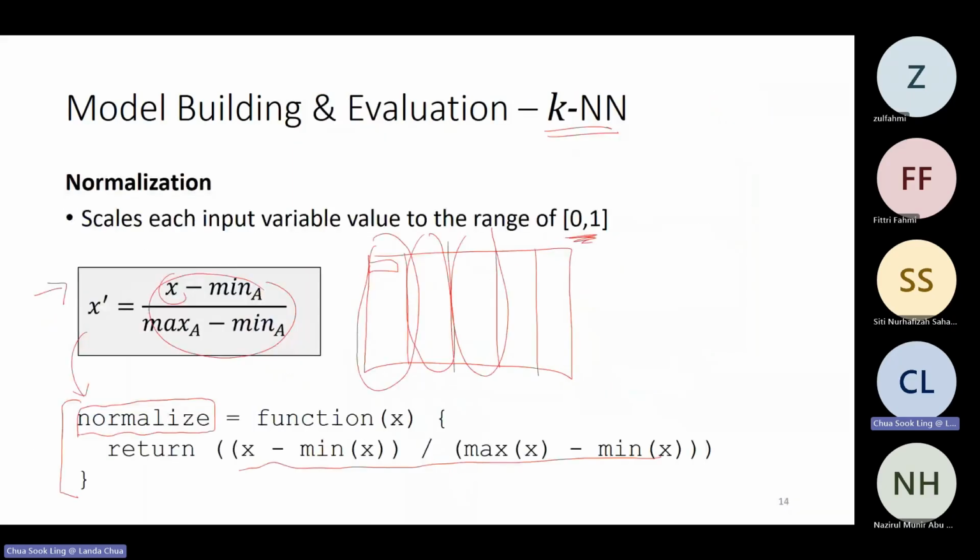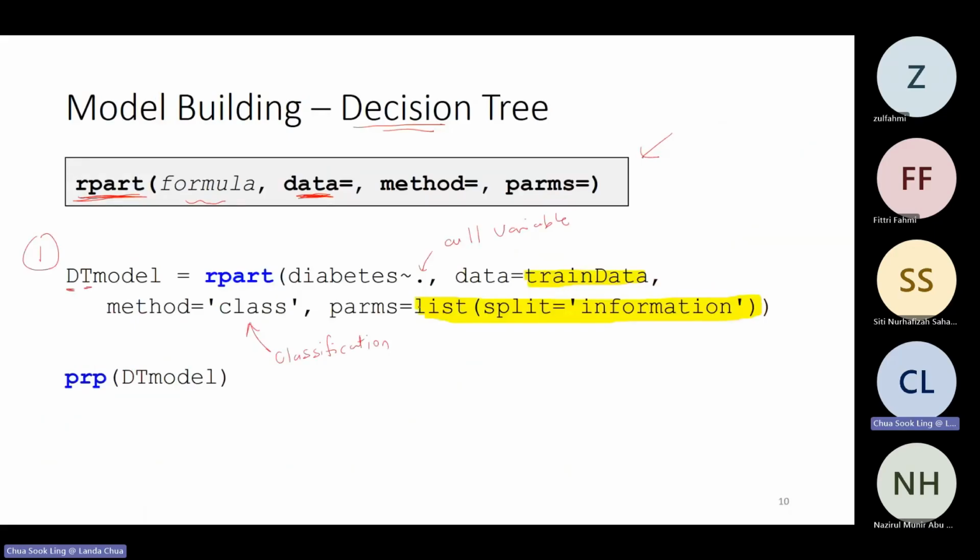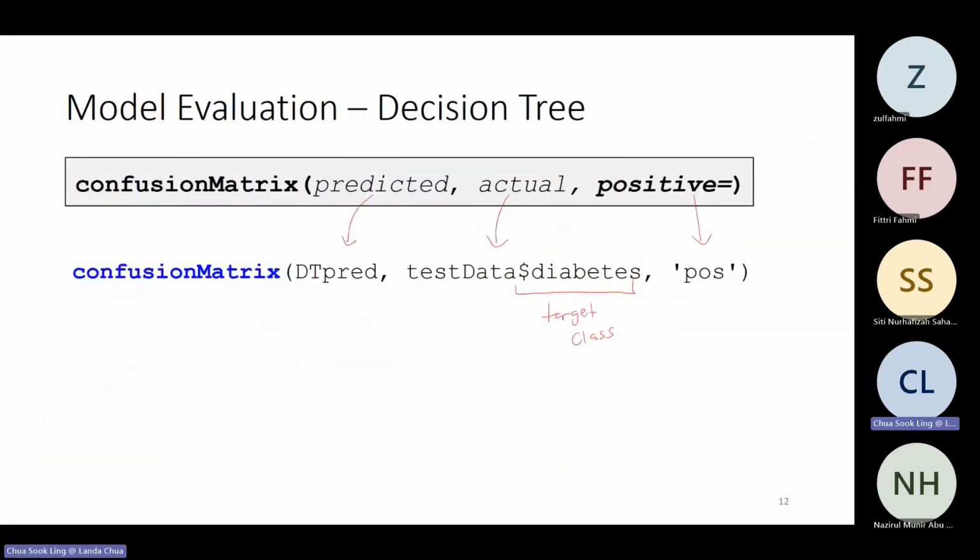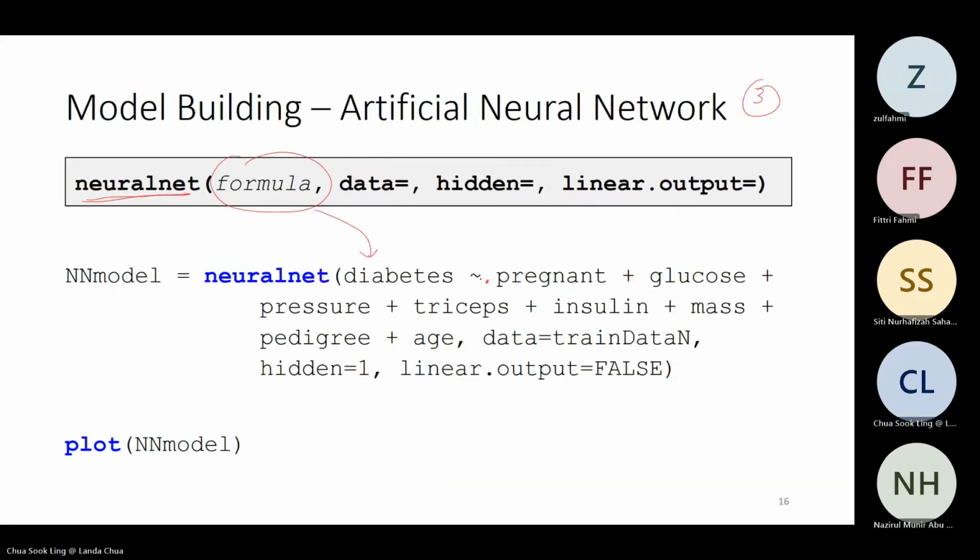Earlier on for decision tree, we used dot, correct? Here we use dot. That means all variables, short form. Or if not, we can actually specify pregnant plus glucose plus pressure plus all the variables. If you only want to consider three variables, pregnant, glucose, and also pressure, you can just put pregnant plus glucose plus pressure, and then you don't need all this. I'm just giving you an example of how you can put in the variables instead of considering all the variables.